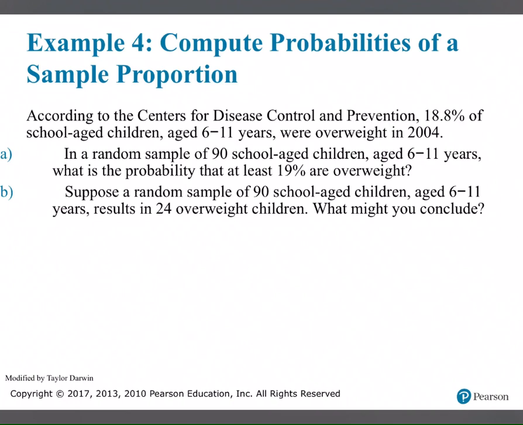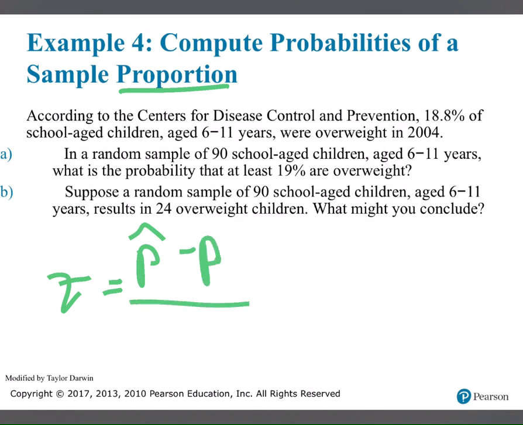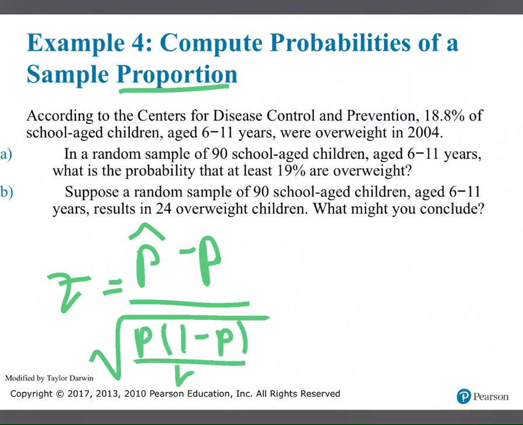According to the Center for Disease Control, 18.8% of school-age children 6 to 11 were overweight. In a random sample of 90 school-age children 6 to 11 years old, what's the probability that at least 19 are overweight? And so we're going to be doing a z again. First off, a z for proportion is sample minus whole divided by standard deviation. And that standard deviation for proportion is the square root of p times 1 minus p divided by n. So we're going to be using that.